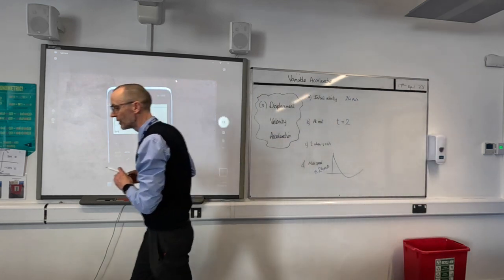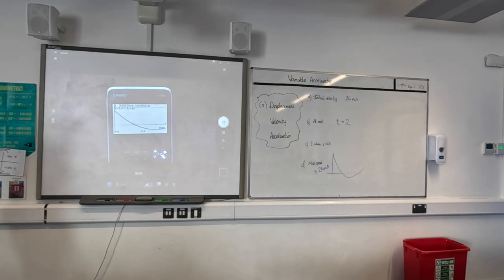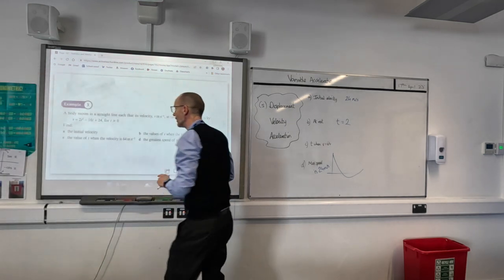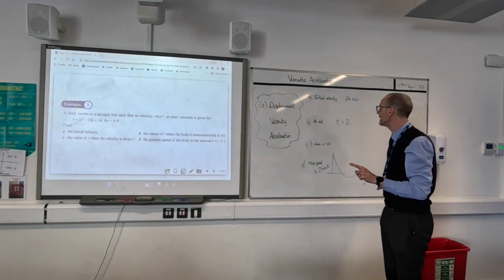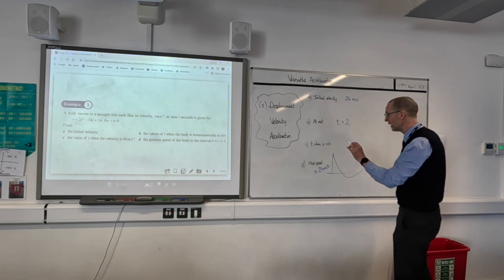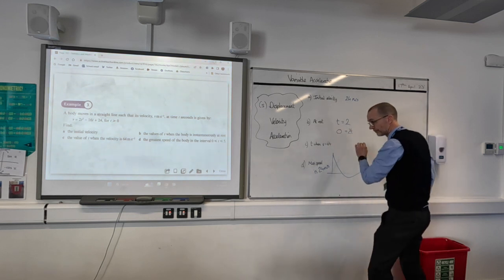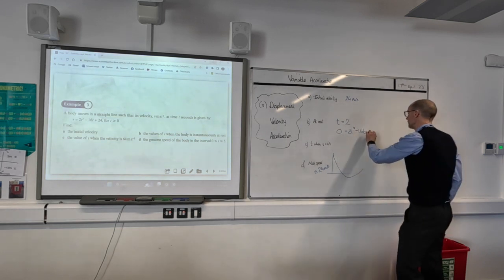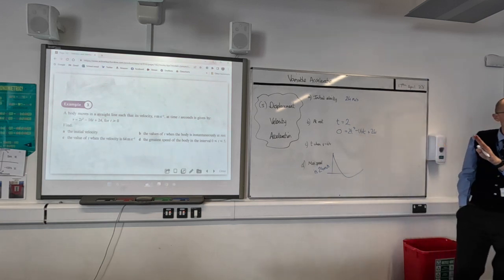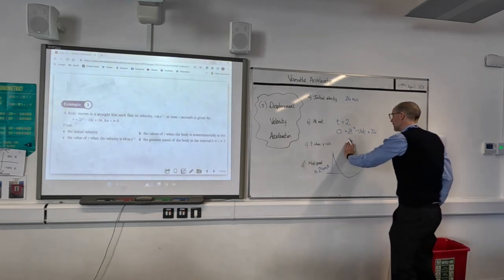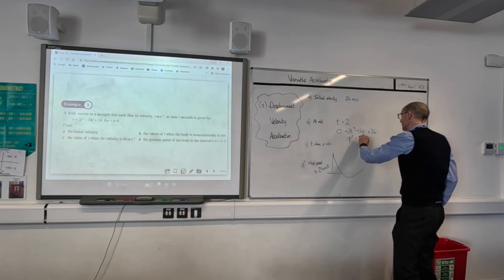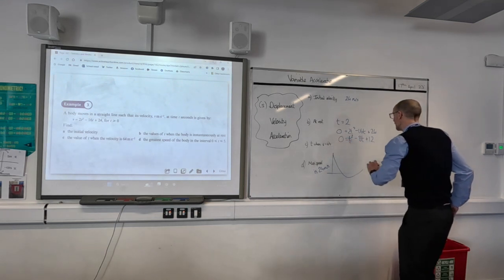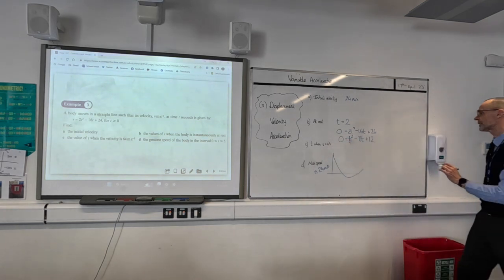So let's just double check then that we can justify the middle two answers. So the initial velocity, I just made t equals 0, that's nice and easy. The values when it's at rest, so we're just solving when is the velocity 0. And we can use our calculator to solve that. I'm going to do it manually just because I don't want to forget my factorising skills. So what have we got? We've got -6 and -2.